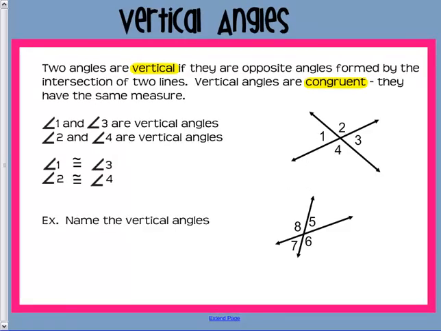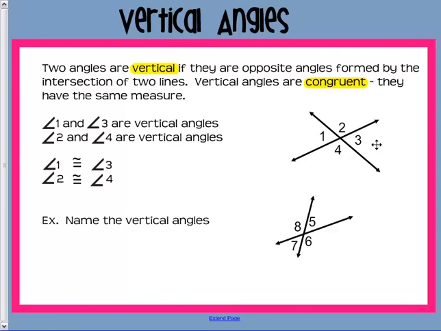Okay. 2 angles are vertical if they are opposite angles formed by the intersection of 2 lines. We're talking about vertical angles, so this should be your next little subheading. Okay, so vertical angles, they are congruent because they have the same measure. So you have 2 new words here, vertical and congruent. So make sure you jot down some notes.